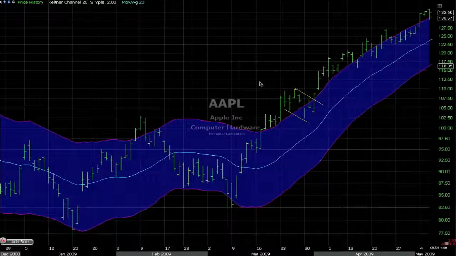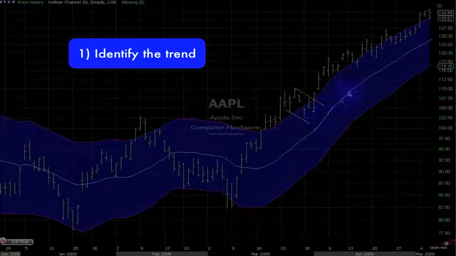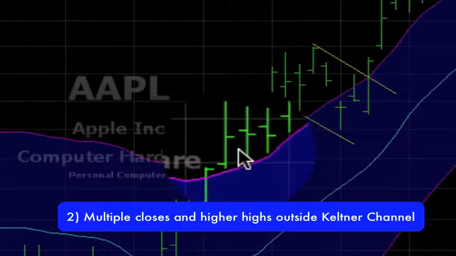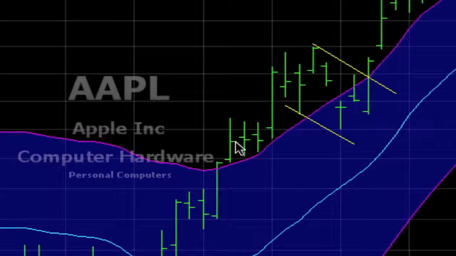Okay, you've seen how to use Keltner channels in a sideways market, but how do we do it when we have a trending market? I like to trade with the trend if the strength of the trend is strong enough, and the Keltner channel helps me determine whether the trend is strong enough. First, I of course have to identify the trend. I see that my MA is upsloping, so the trend is up. Second, I will be looking for multiple closes and higher highs outside the Keltner channel. This helps me determine the strength of the trend.